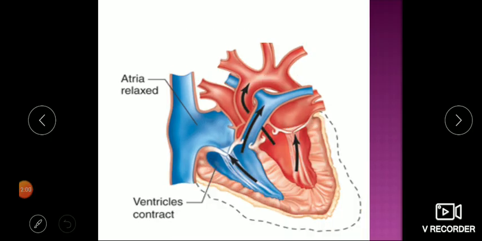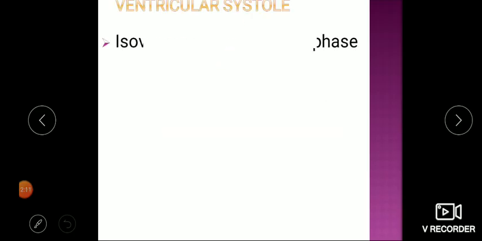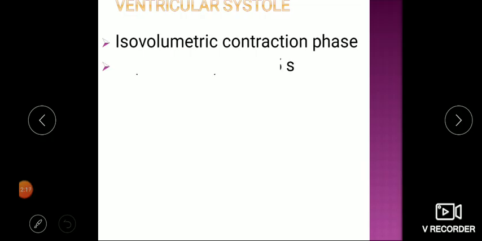Now blood is pushed to the aorta, that is called the ejection phase. Blood is ejected to the aorta. So this is the second phase of ventricular systole. So in ventricular systole, the first phase is the isovolumetric contraction phase, in which the ventricle is contracting as a closed chamber.